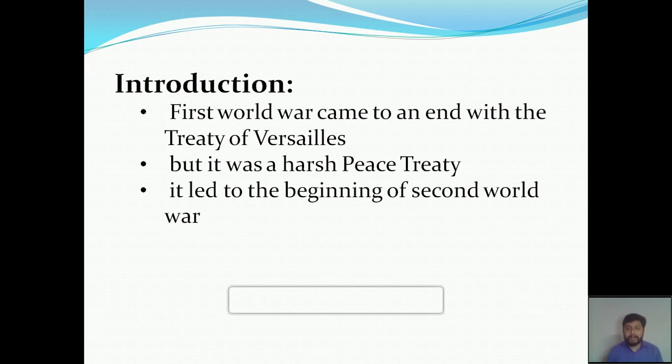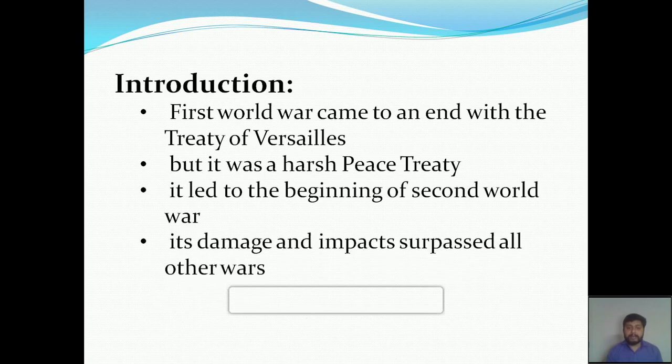So when we deal with the Second World War, we have to know certain points which led to its beginning. One of the main reasons behind the beginning of the Second World War was the peace treaty, that is the Treaty of Versailles. Its damage and impacts surpassed all other wars.